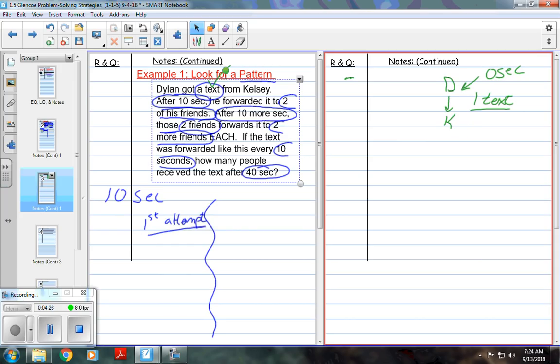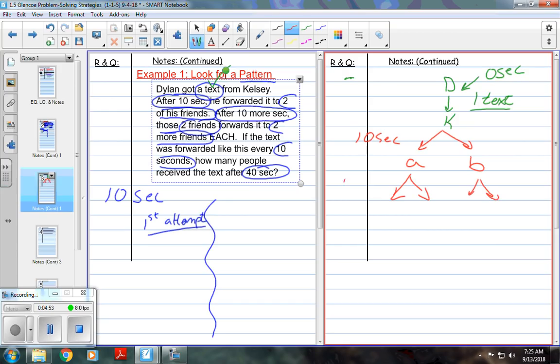Okay, now Kelsey is going to split it off. I like to do this like those prime factoring graphs where we do the bridge or the tree diagram, these are sometimes called. So this is after 10 seconds. More, we have another friend. So I'm just going to say A and B because they did not have names. And then 10 more seconds are going to go by, and each of them are going to send 2 more. So that's 10 more seconds. Okay, and we're going to call them C, D, E, and F.